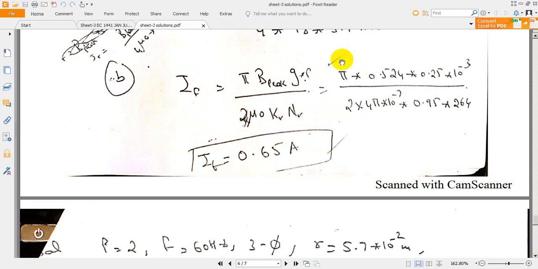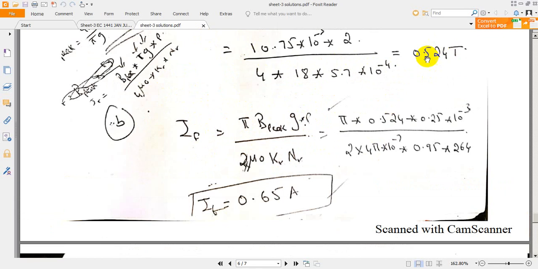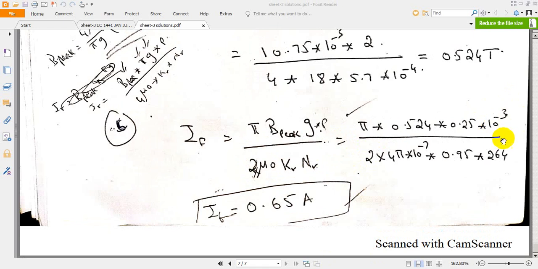When we are calculating this, substitute the value of B peak from here, air gap length g is 0.25 into 10 power minus 3, number of poles P divided by 4 mu naught. Here we have P is 2 and here we have 4. On cancellation, 2 is remaining. Number of poles 2 and this is 4 mu naught.